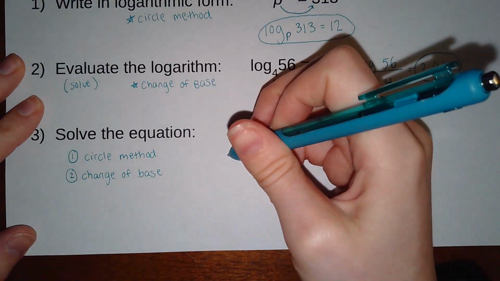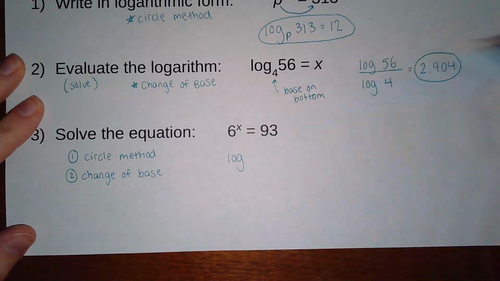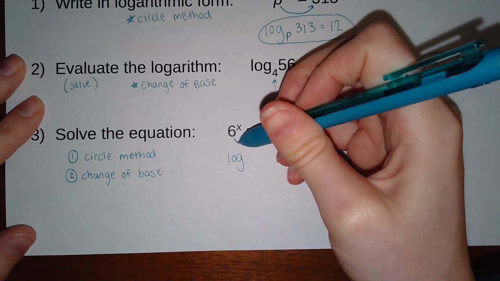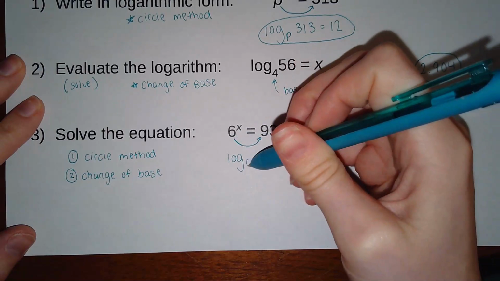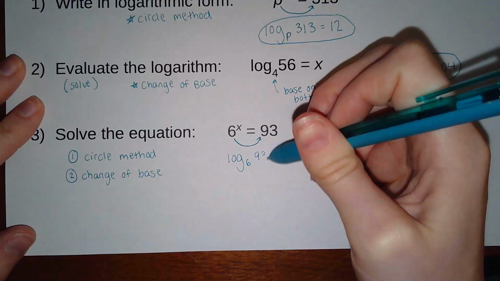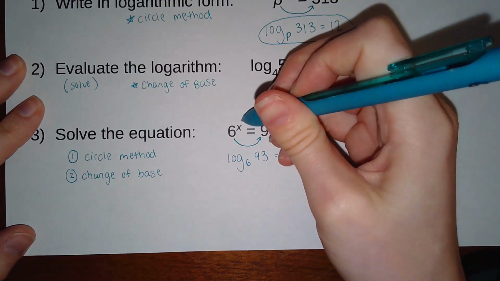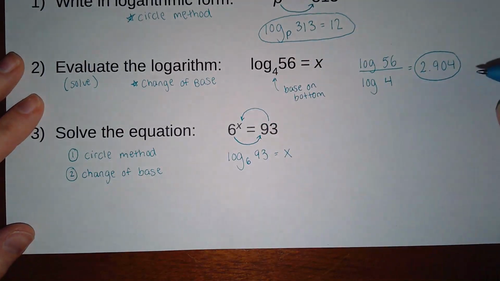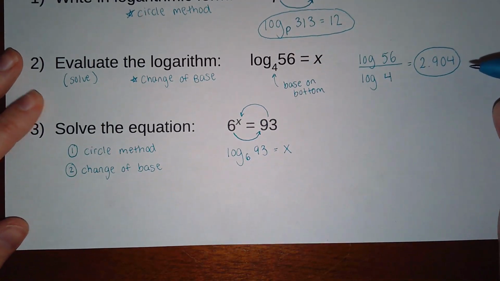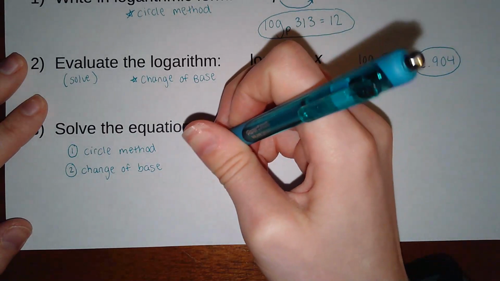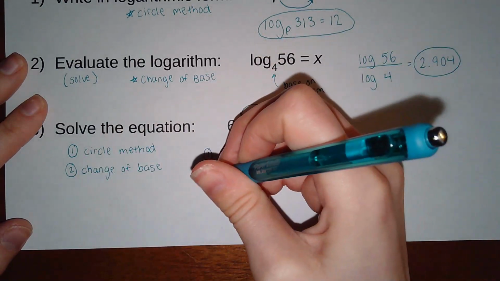So I'll go ahead and start that first step by doing the circle method. So again, I'm going to create a log. We're going to start with our base and go to our answer. So our base is 6 and our answer is 93. And that will be equal to our exponent, which is x. So that was step 1, the circle method, and then step 2 is our change of base property.